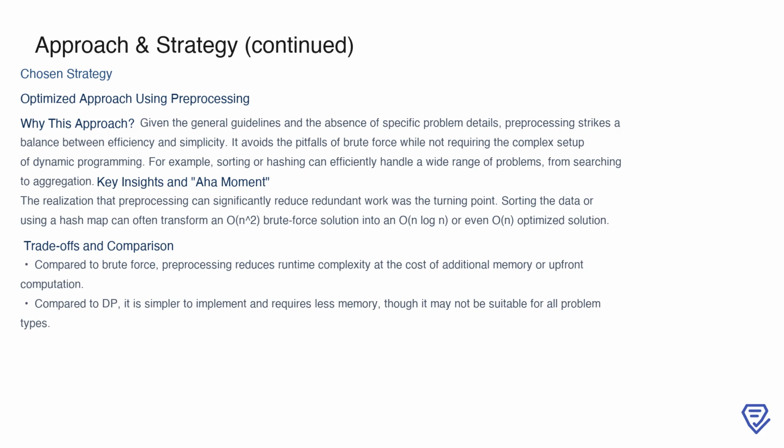The key realization here was recognizing that pre-processing eliminates redundant work, leading to significant performance improvements. For instance, sorting data upfront or utilizing a hash map can streamline computations for tasks like searching or aggregating values. Compared to brute force, this approach is far more scalable, and compared to dynamic programming, it is simpler to implement and less memory intensive. However, it's important to note that pre-processing may not be applicable to every problem type, especially those requiring intricate relationships between subproblems.